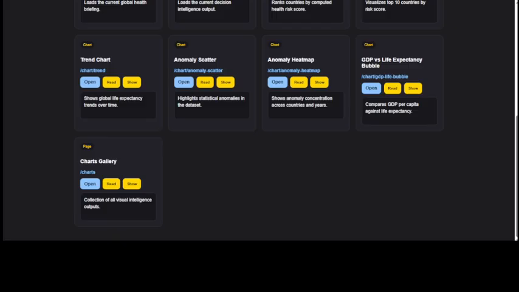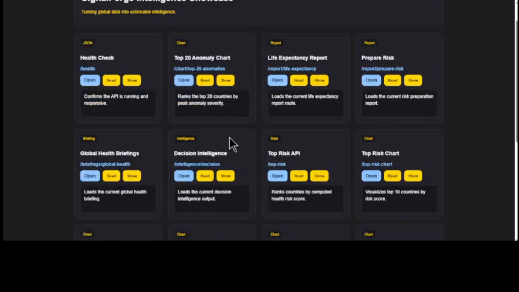We also added narration, because insight should not require deep analysis to understand. Highlights statistical anomalies in the dataset. Collection of all visual intelligence outputs.